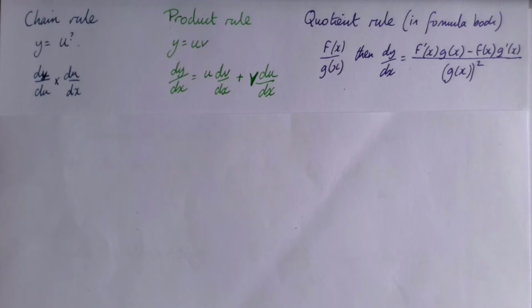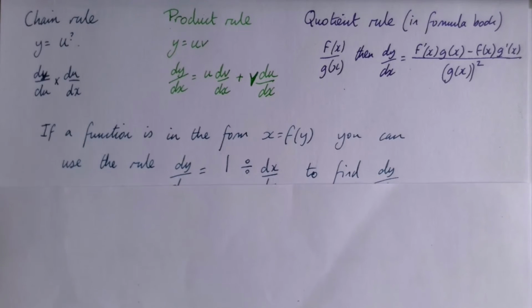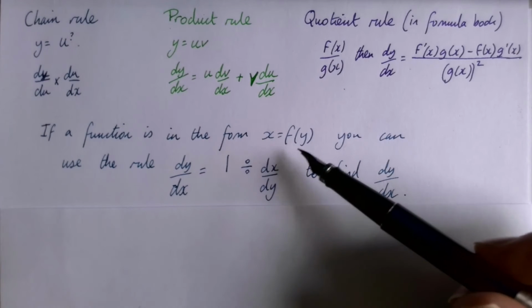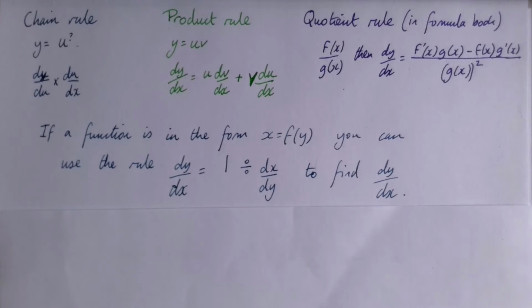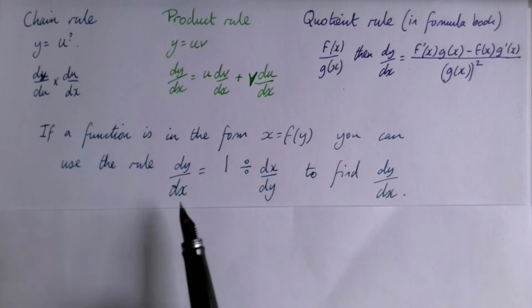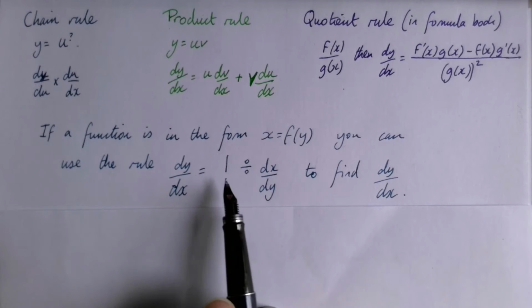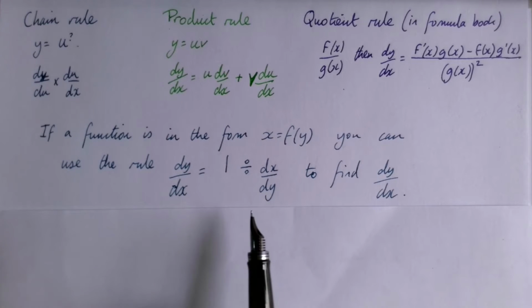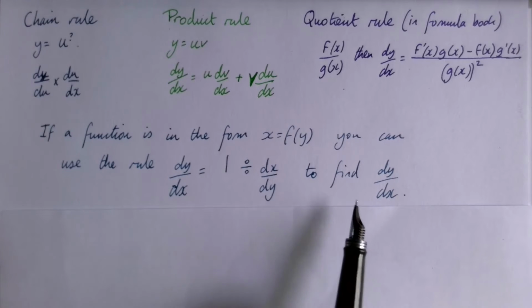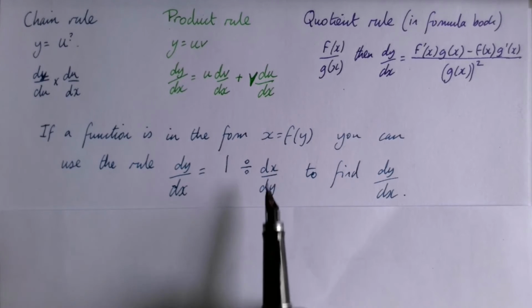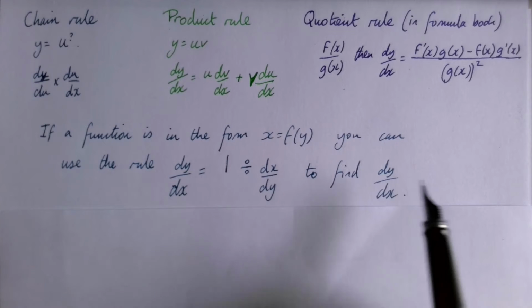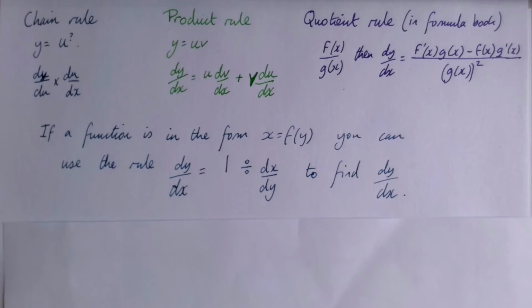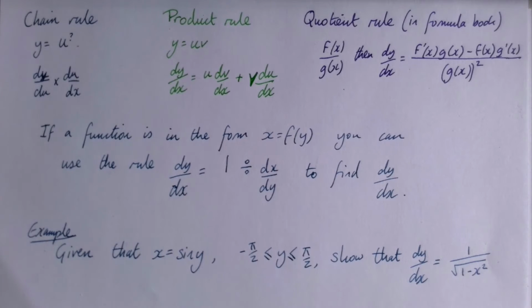All right, now what we're going to look at today is this little fact here. If you've got a function in the form x equals a function of y, so you're told how to get x if you know y, instead of the other way around, you can use the fact that when you divide 1 by something, you get the reciprocal to find dy dx. So you can do 1 divided by dx dy, which will be a relatively simple thing to work out, and then that gets us to dy dx. So we're going to do one example of that now.